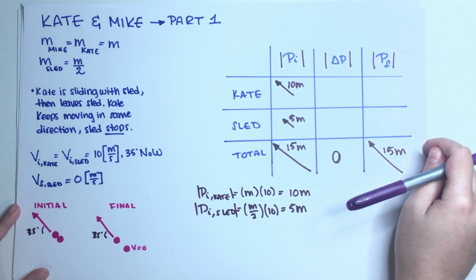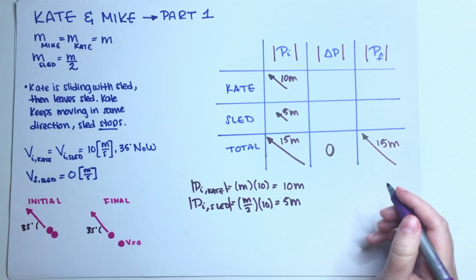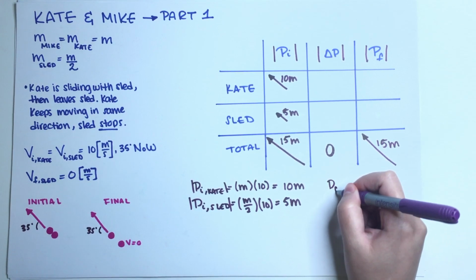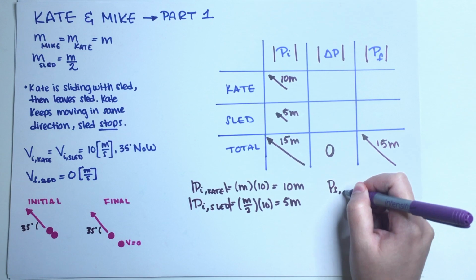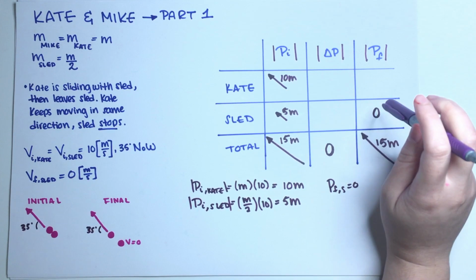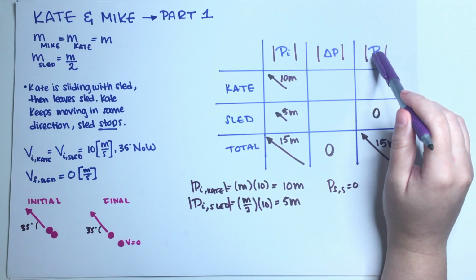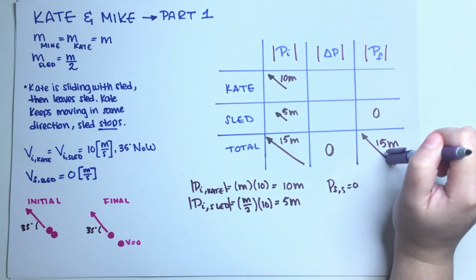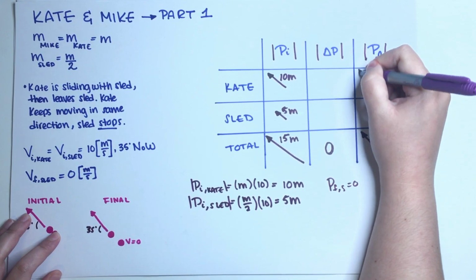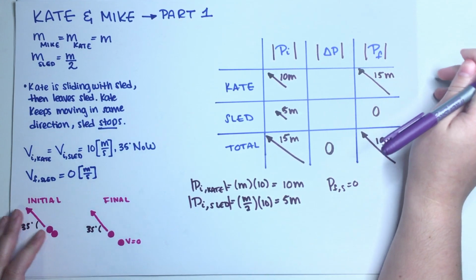Now, the next thing that we know is that according to the instructions, after Kate pushes, the sled completely stops. If the sled stops, that means that its final velocity is equal to 0. And because momentum is just mass times velocity, the final momentum of the sled is going to be equal to 0. So we have 0 over here. And now, as you can see, this is very straightforward because, per the rules of a momentum chart, the column has to add up. So something plus 0 has to be equal to 15. That means that Kate has a final momentum of 15 m.